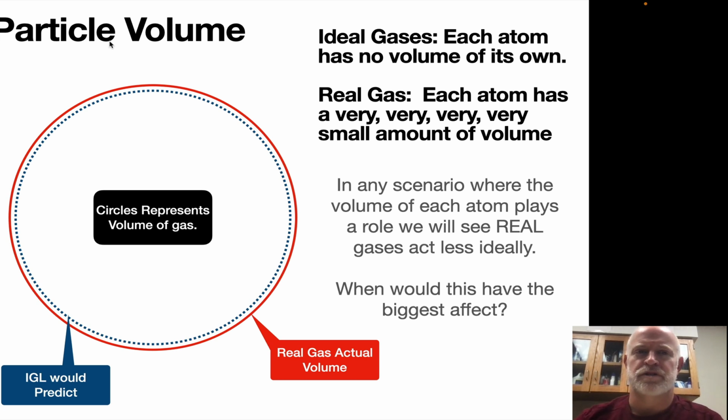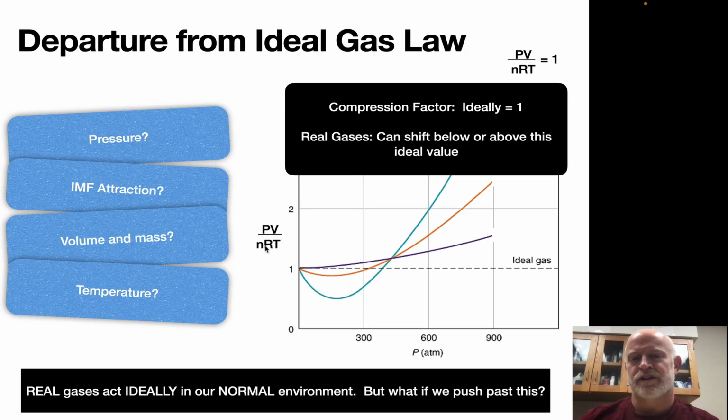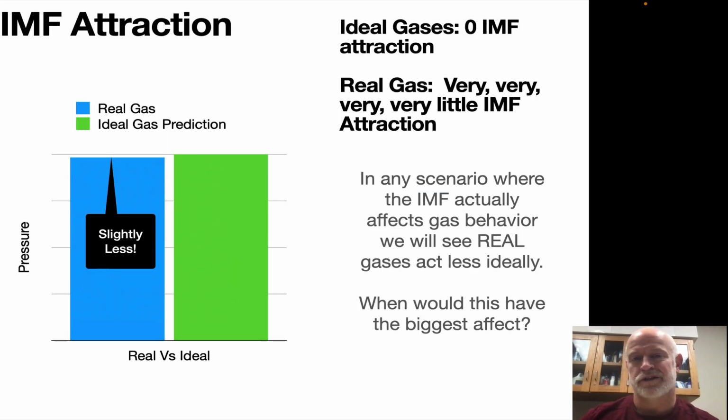Same thing for particles of an atom. Normally we ignore them, all right? But real gases do have a very, very small amount of volume. So the exact opposite happens here. If this circle represents volume, the ideal gas law would predict it to be this size, the blue dotted line. Real gases would be a little bit bigger. So if we go back here again, volume for real gases is actually a little bit bigger than what the ideal gas law predicts. Well, pressure's a little bit less, volume's a little bit bigger, so normally they kind of cancel each other out under normal conditions, okay?